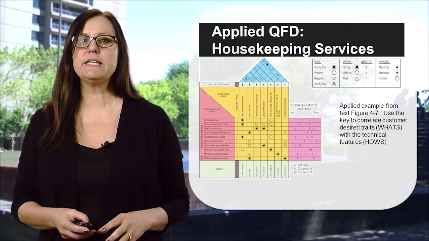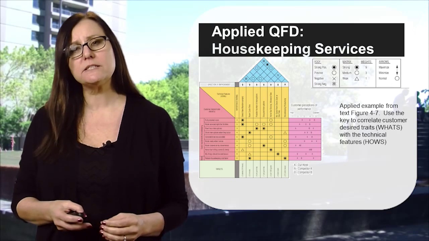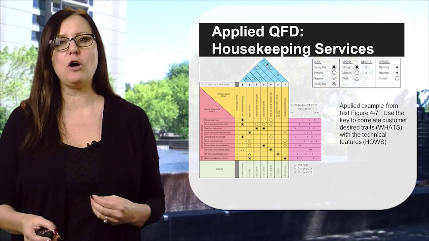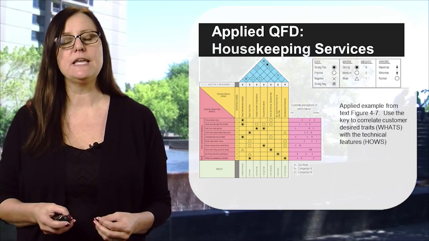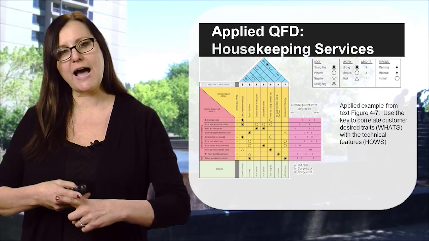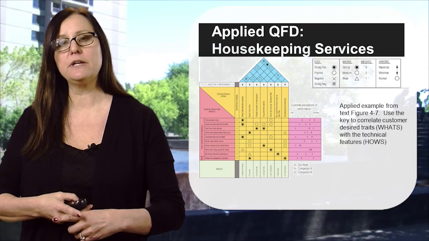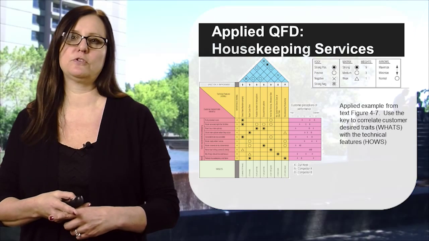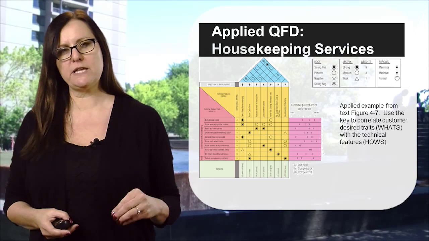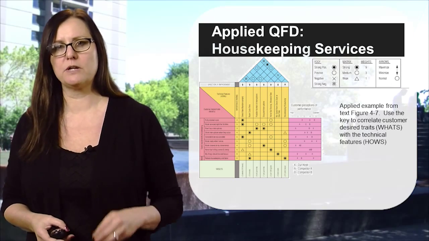Here's an example. It's a housekeeping service. I wanted to pick a service industry so you could see how it could also work to the service. And this is just a way of mapping those, and the ones with the highest intersection or correlation, those would be the most critical and what you would want to work on. So it's a way to help you hone in and really zero in on what you want to improve.